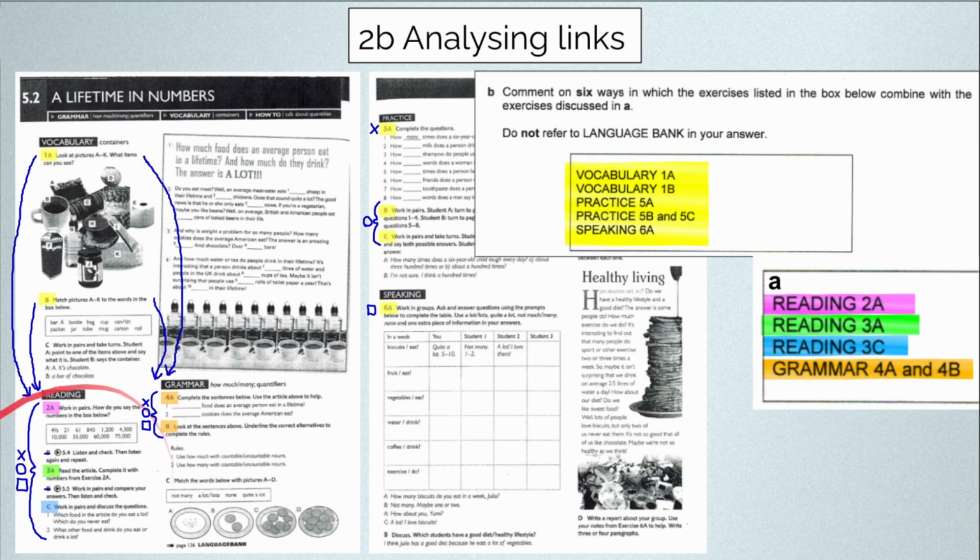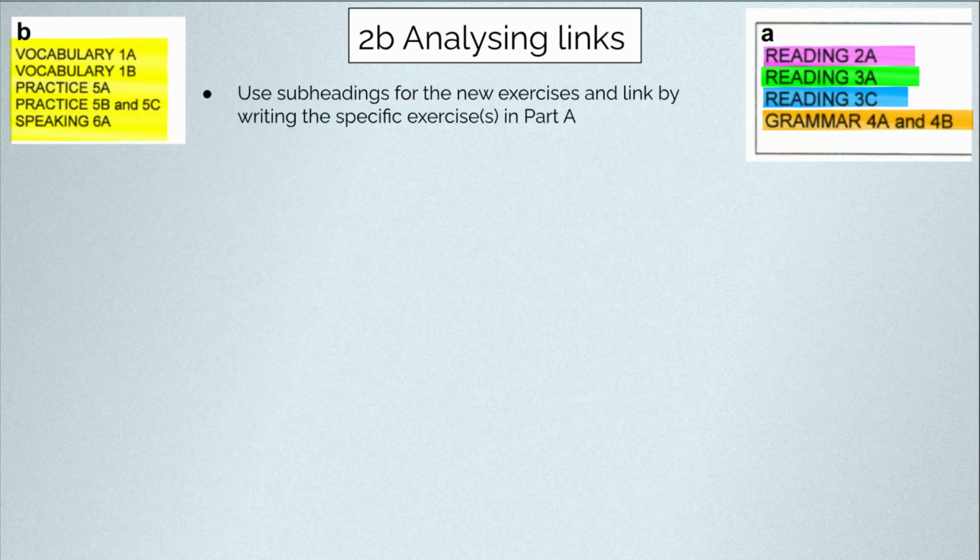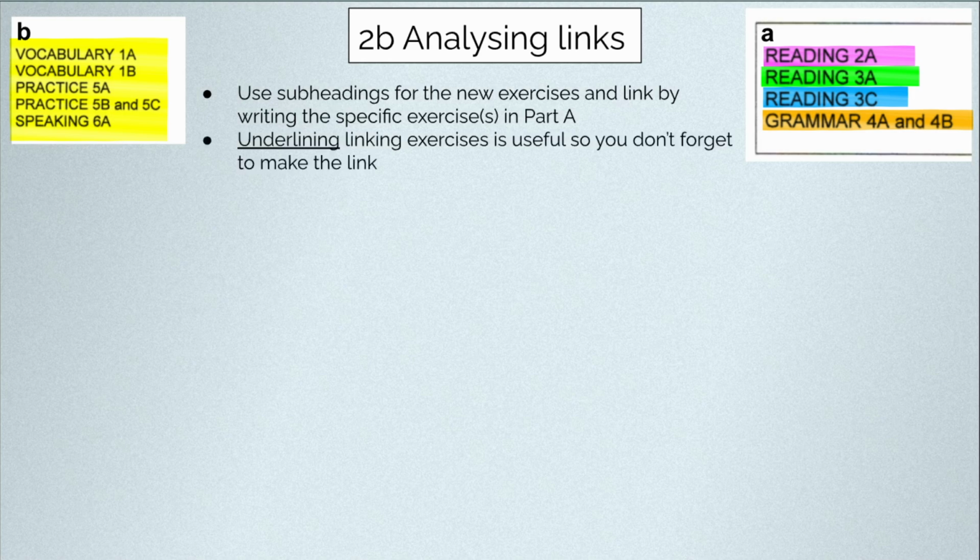So we've got our reading and our grammar exercises here. The vocabulary exercises are linking into those on the same page. And the practice and speaking exercises are also linking back from the next page. For your answers, use subheadings for the new exercises and link by writing the specific exercise or exercises in part A. Underlining linking exercises is useful so you don't forget to make it.